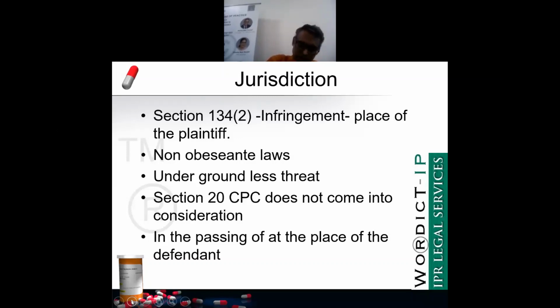134 says, notwithstanding anything contained in the Code of Civil Procedure 1908. Those are the words that are used there. Notwithstanding anything contained in the Civil Procedure Code. That means Section 20 will take the back seat. Though there are judgments by the High Court saying the provision of 134 only expands the jurisdiction, it does not relegate Section 20 as redundant or not workable, but it only expanded the jurisdiction under 134(2). Next slide, please.